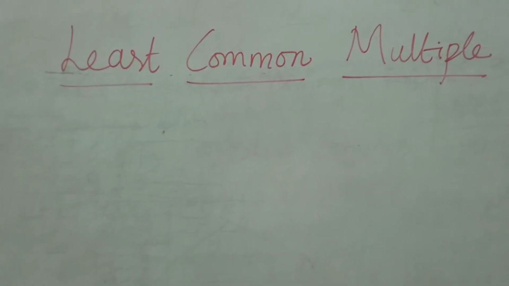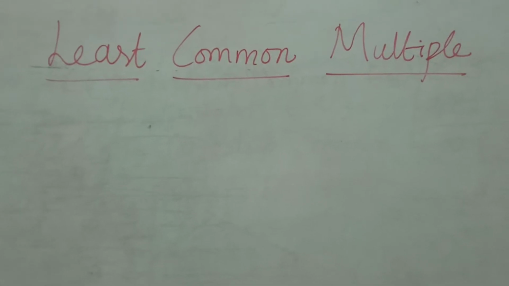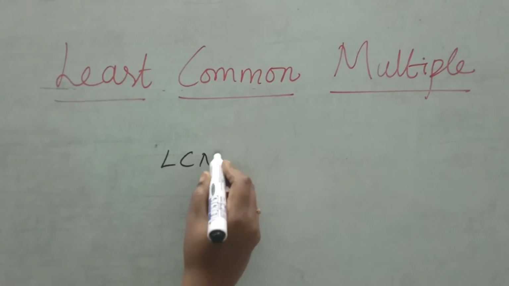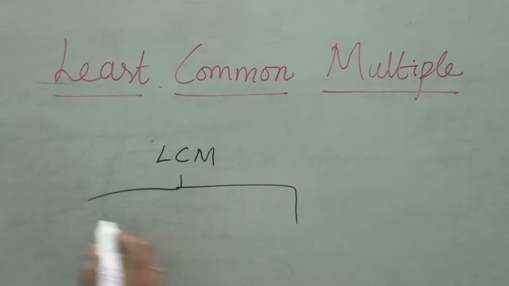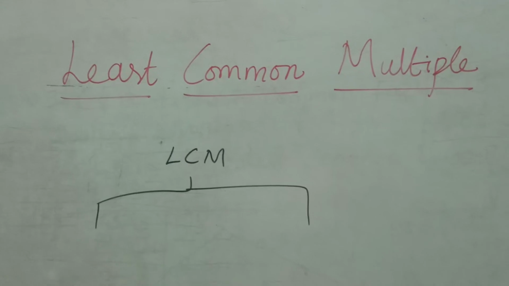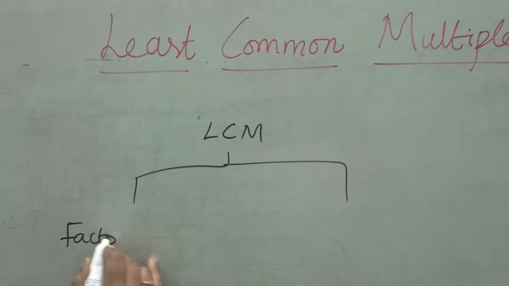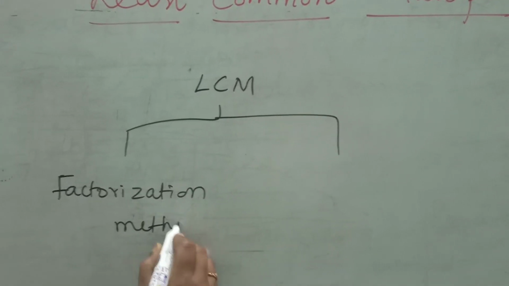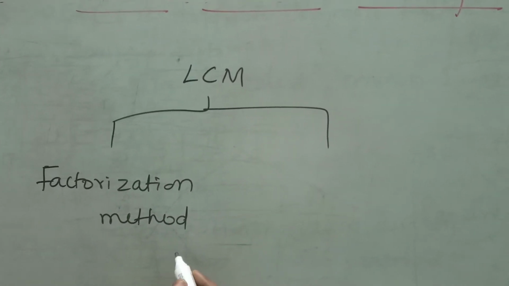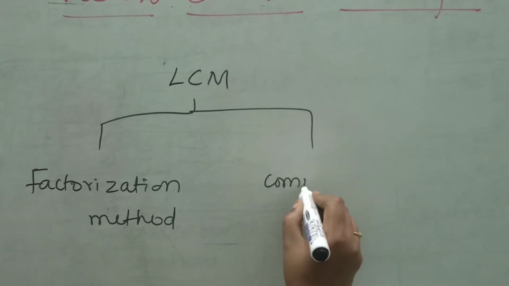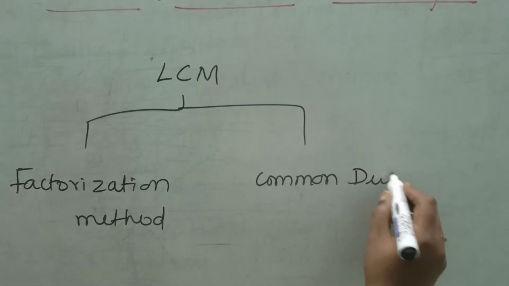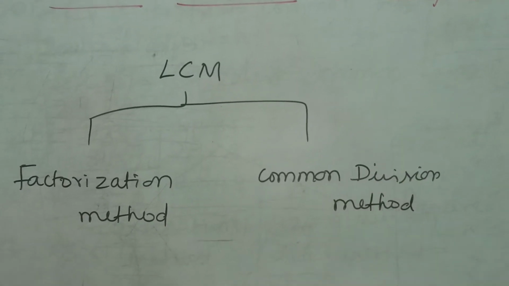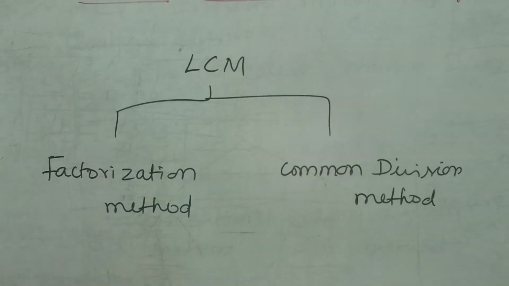In this video, we are going to learn about least common multiple, which is shortly known as LCM. There are two methods to find the LCM. One is factorization method. The other one is common division method. We see the example now.